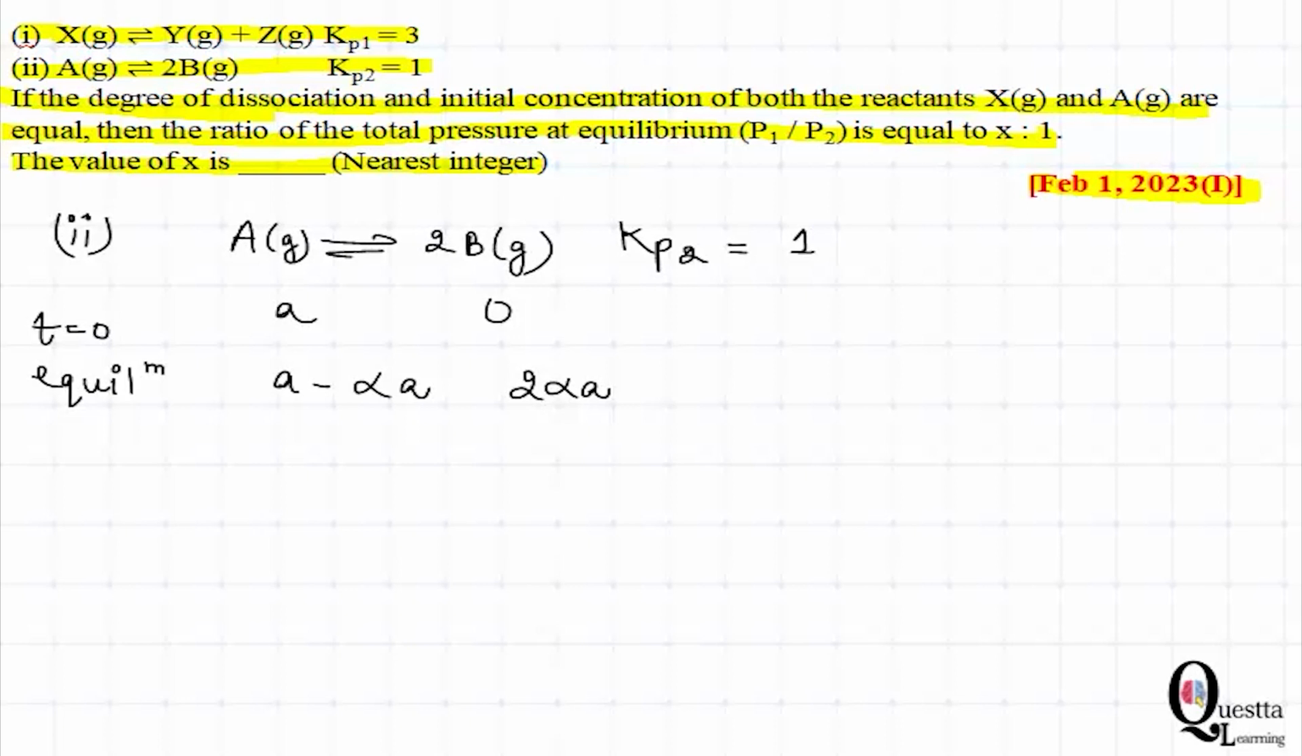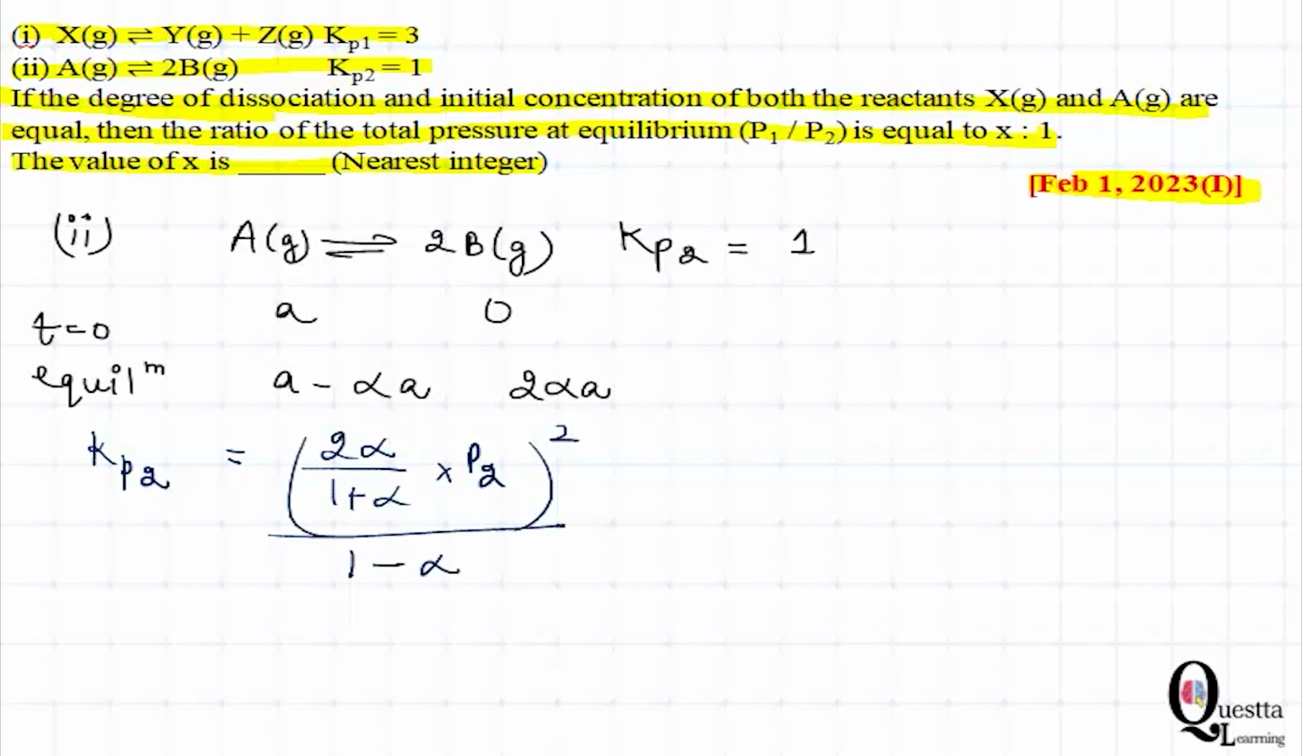Now when we write the expression for Kp2, that will be equal to the pressure of B to the power square. On substituting the value, it gets as 2 alpha upon 1 plus alpha into P2 raised to the power square, divided by 1 minus alpha upon 1 plus alpha into P2. Or we can write it in such a manner that 1 equals 4 alpha square P2 upon 1 minus alpha square.